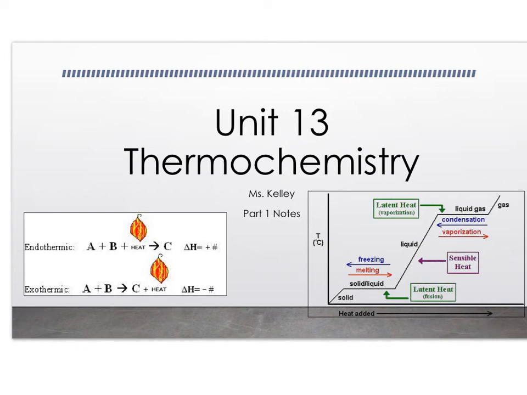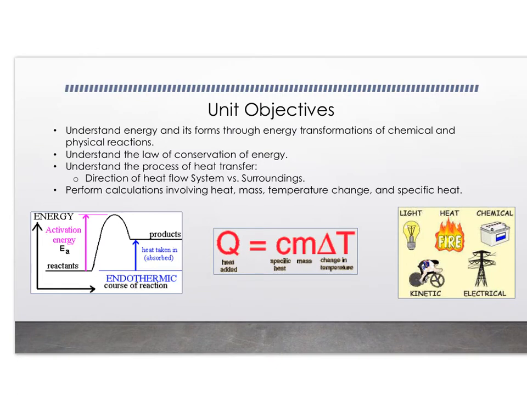This is Unit 13, Thermochemistry, Part 1 Notes. By the end of this unit, you should be able to understand energy and its forms through energy transformations of chemical and physical reactions. You should also understand the law of conservation of energy, understand the process of heat transfer, meaning the direction of heat flow in terms of the system versus the surroundings. And you should be able to perform calculations involving heat, mass, temperature change, and specific heat.